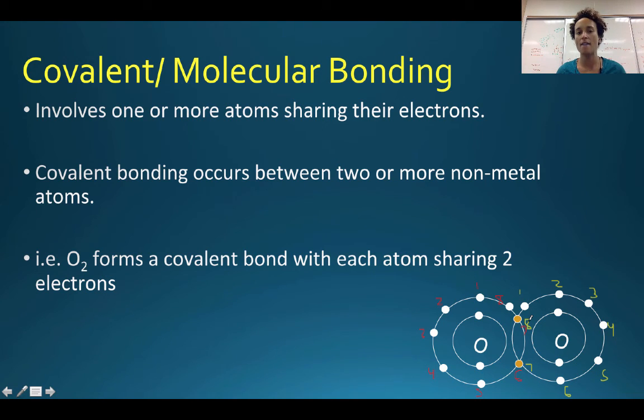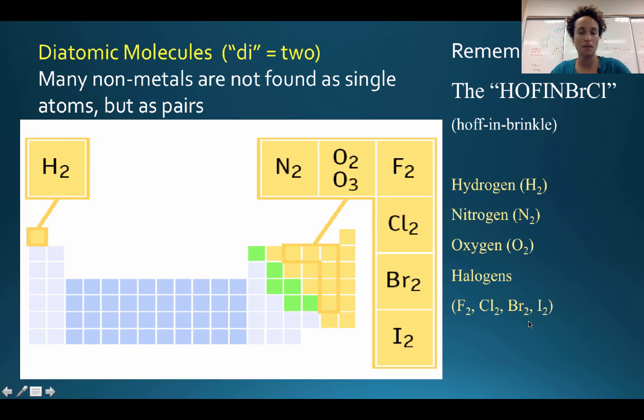This is how compounds are able to form and fill those valence shells by sharing electrons. There are some that are only found together. We call these diatomic molecules. This is because these will never be found as a single oxygen or a single hydrogen. They're always found in pairs.